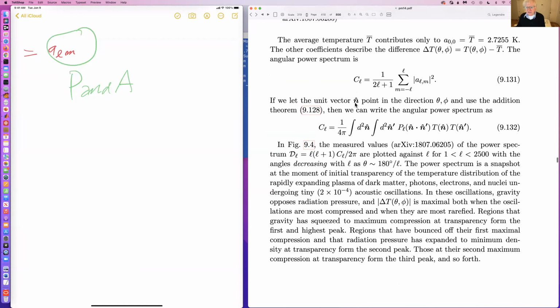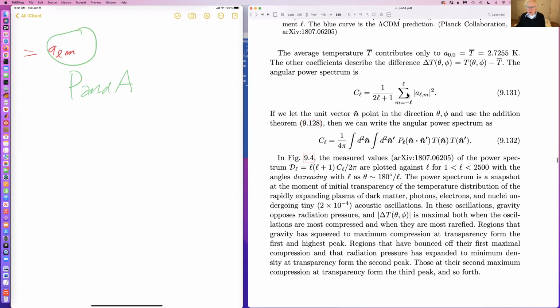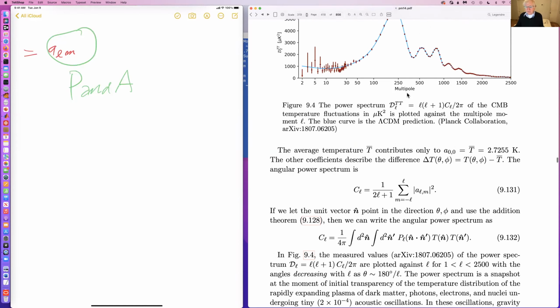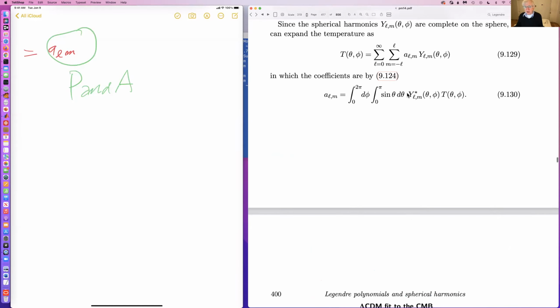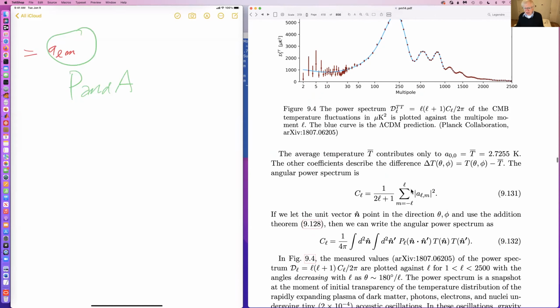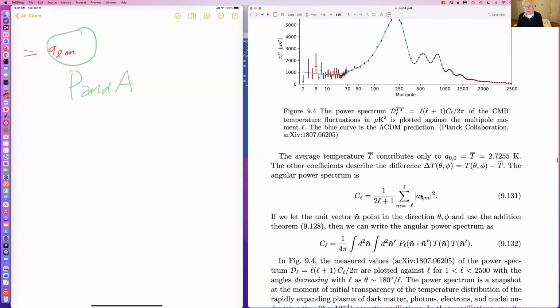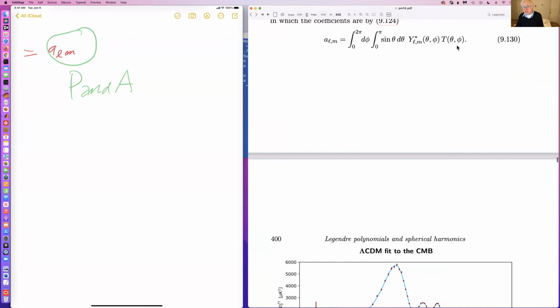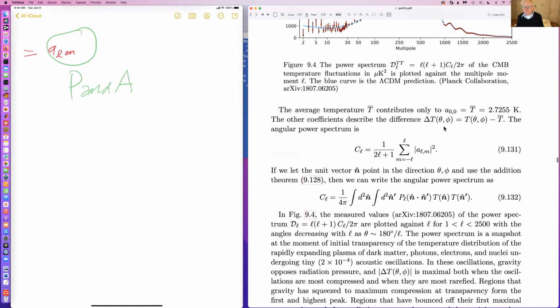Now, if the unit vector n points in the theta phi direction in the sky, and you use the addition theorem, then we can write the power spectrum of some of these squares as well. What we do is we take this times its complex conjugate, so then we have a Y and a Y star, and a T of n and a T of n prime, and that sum of Y and Y star gives us a P_L of n dot n prime.